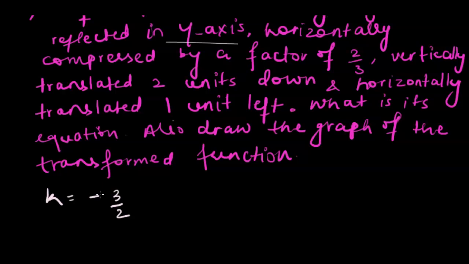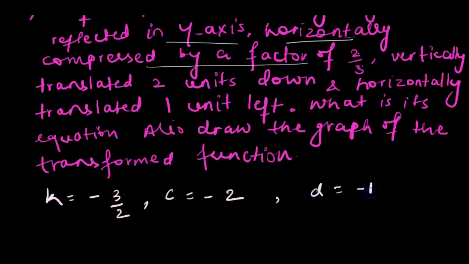So if it's horizontally compressed by a factor of 2 over 3, that means the k value is 3 over 2. Whenever we change the value from number to words, we know we flip the k. So whenever we put it back from words to numbers, we flip it back. So 2 over 3 flips back to become 3 over 2. Next, vertically translated 2 units down: vertical translation means the c value, and 2 units down means c is -2. Next, horizontal translation is the d value, and 1 unit left means d is -1.